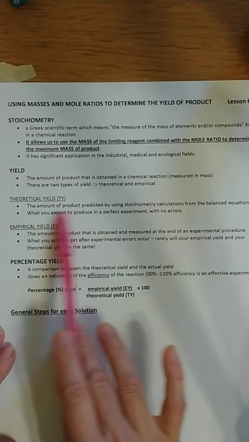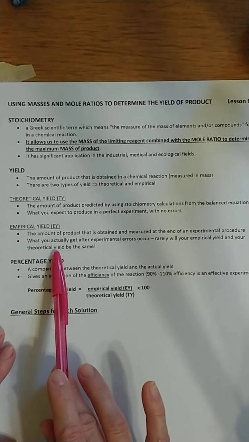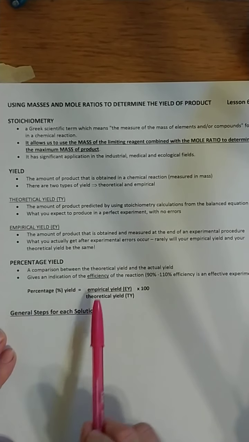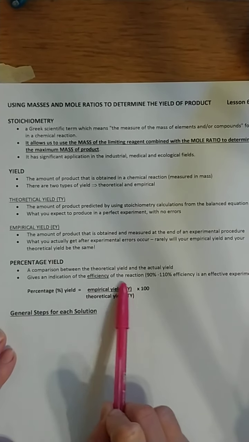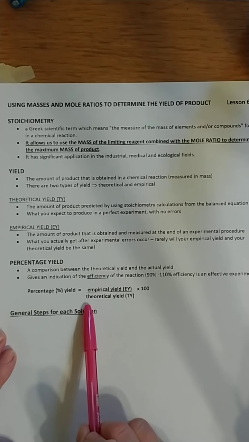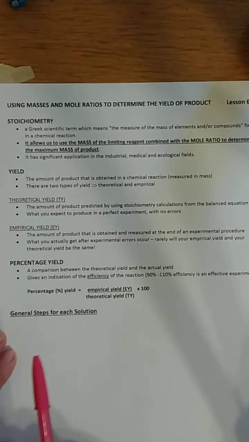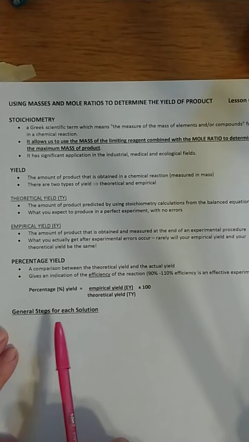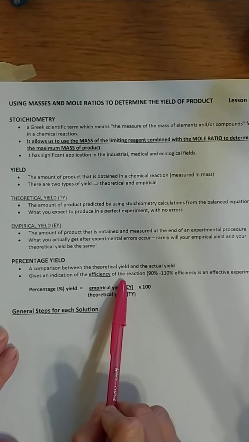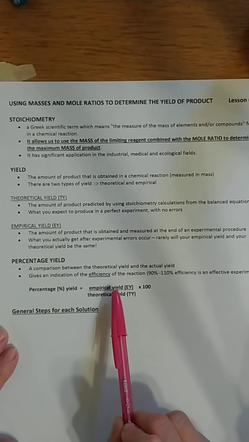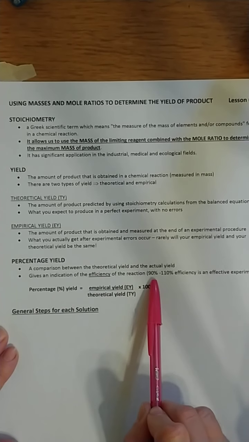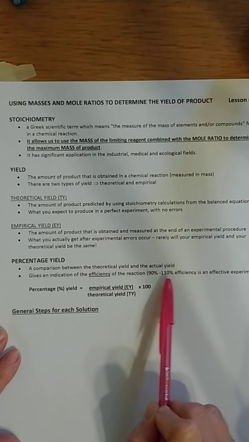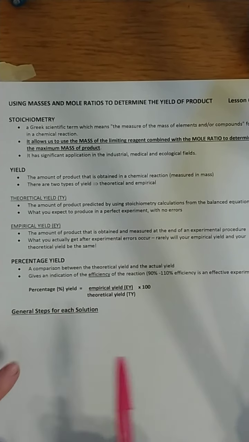So if we were supposed to get 50 grams of a product and you only got 40 grams in the experiment, what is your percent yield? So what you do is you take your empirical yield, so that would be your 40 marks, divide it by what you should have got, which is the total, 50 marks, multiply by 100, and you get 80%. So for you as a test, that's probably pretty good. But when it comes to a chemical reaction, that is not good enough. To have a good, efficient experiment, your percent yield should not be any lower than 90 and should not be any higher than 110. So this is deemed the percentage for an effective experiment.